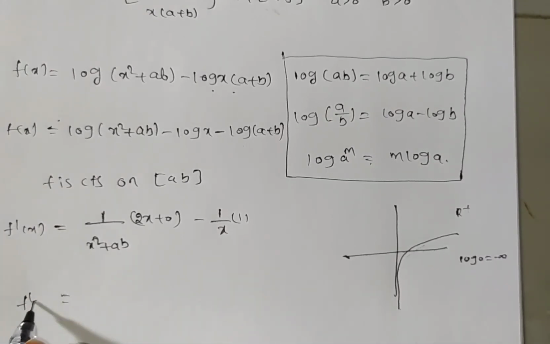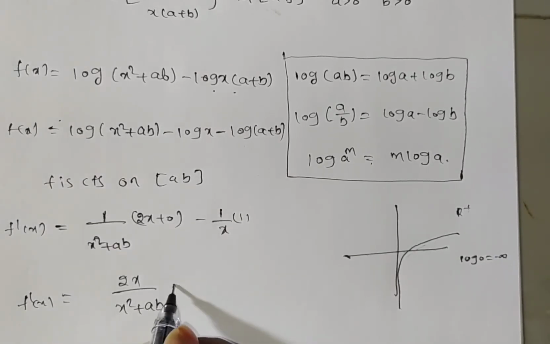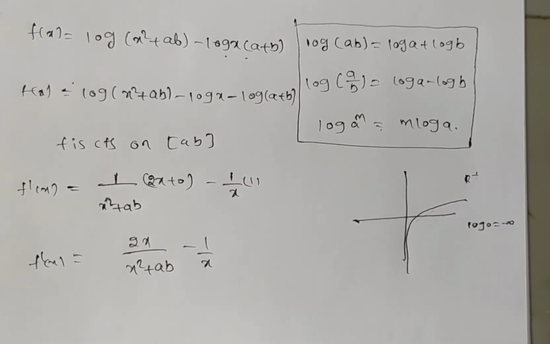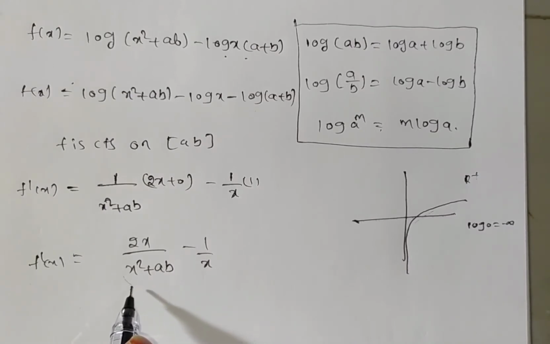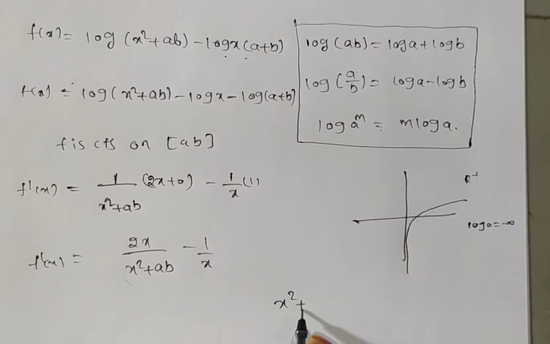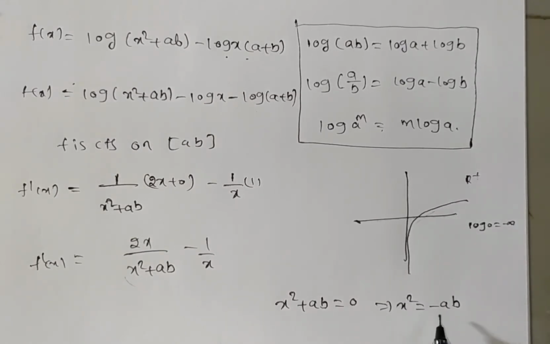Now f dash of x is equal to, I am writing simply, 2x by x square plus ab minus 1 by x. Now f dash of x exists. Why does it exist? First of all, where it does not exist also we have to see. If the denominator is 0, then what will happen? Function won't exist, meaning f dash of x does not exist. Observe the denominator x square plus ab. When does it become 0? If x square is equal to minus ab. Is it possible? A square is negative only in the imaginary case, i square is equal to minus 1, not for real numbers.